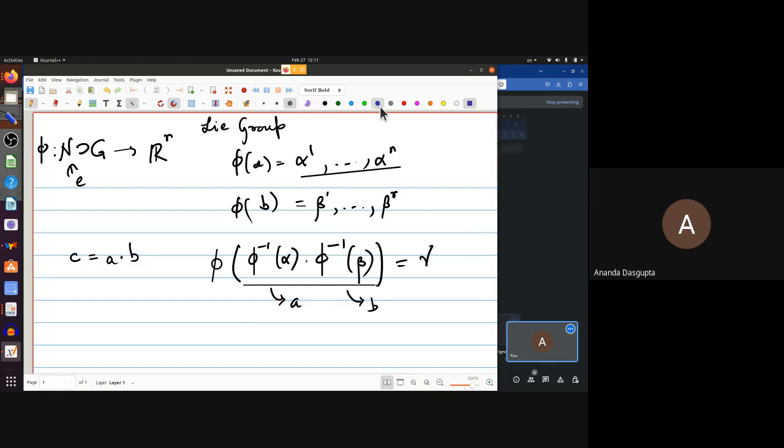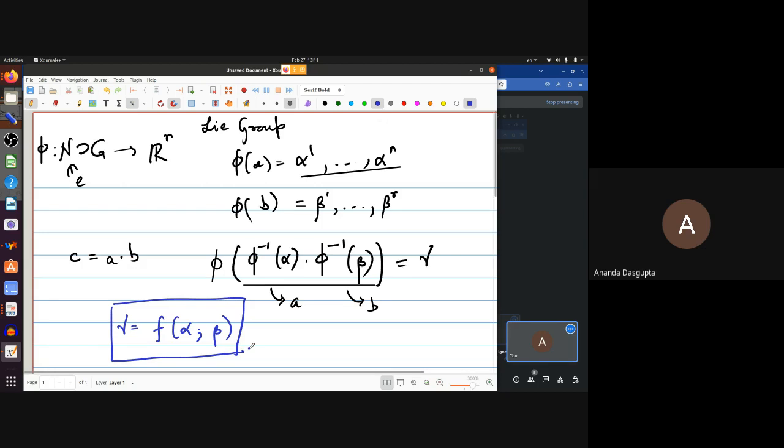So what we have at the end of the day is the coordinates of the composite C can be written down in terms of this rather complicated looking object, but which ultimately is nothing but some function f of alpha, these parameters, and beta, these parameters. So this is our central object. If you know what this function f is, you essentially know everything about a Lie group. And we had also said that this object has to have some properties which it automatically inherits from the fact that G is a group.